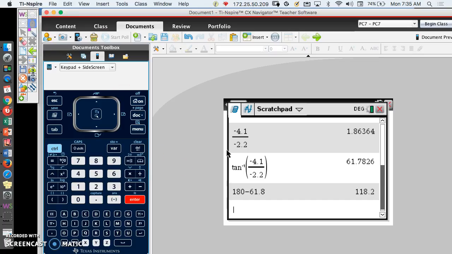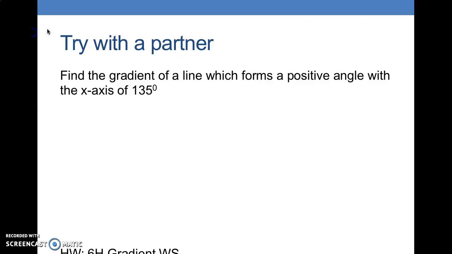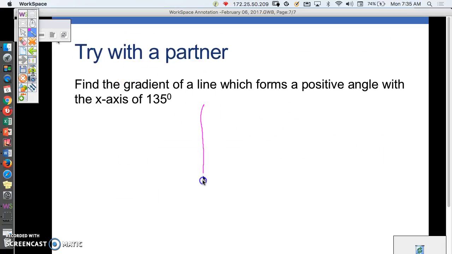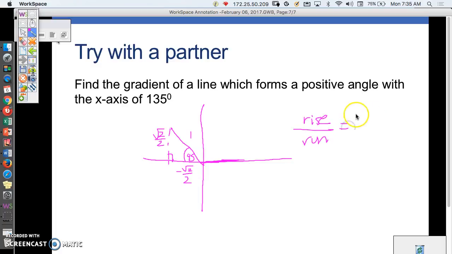Alright, and let's see, what is the last thing? Find the gradient of a line which forms a positive angle with the x-axis of 135. So here's our 135. Well, we know this is 45, which is kind of nice because it's a 45-45-90. So our rise over run, square root of 2 over 2 divided by negative root 2 over 2. So it is negative 1.